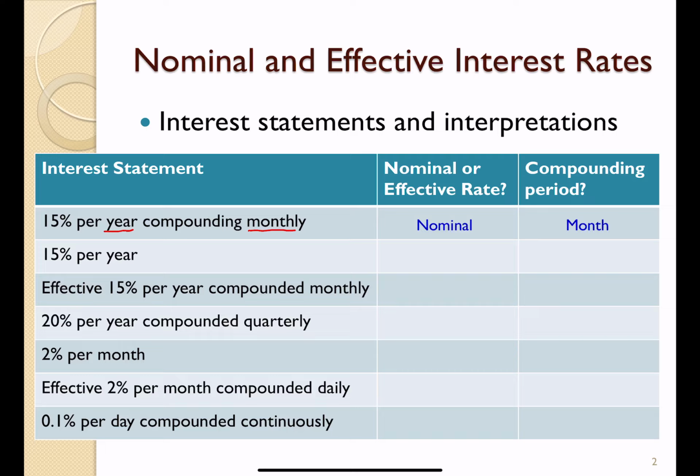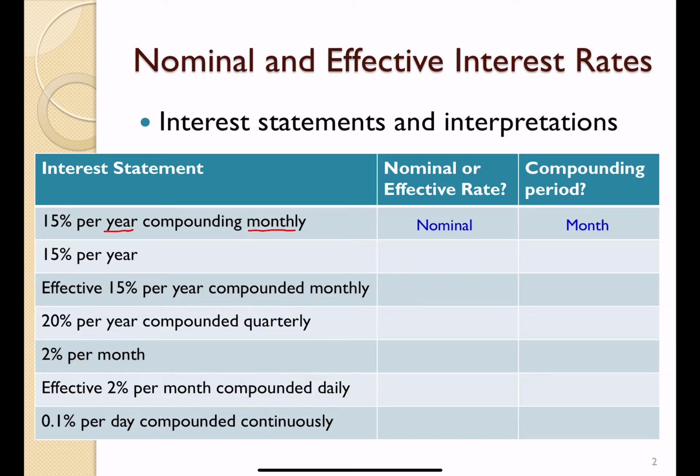So when you see 15% per year nominal, we cannot use that number in the equations that we learned for the remainder of engineering economics in the second portion of this class. We have to convert that to an effective interest rate first. That's the first scenario. The second scenario: 15% per year.